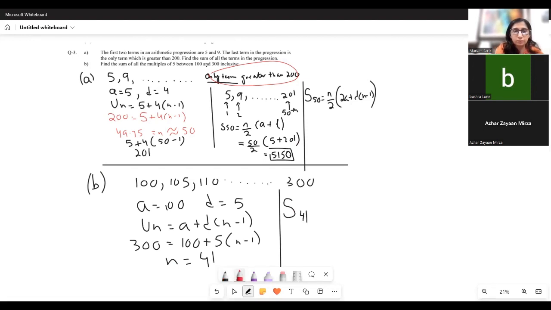That's the first term, that's the second term, third term, and this is the 41st term. So again, I'm going to use the a plus l formula because I have the last term as well. So n is 41 over 2 times 100 plus 300.